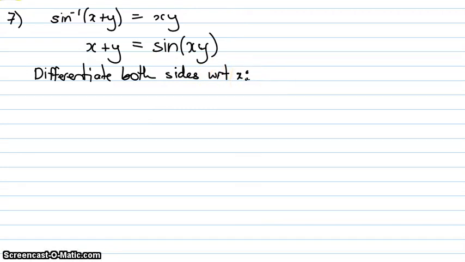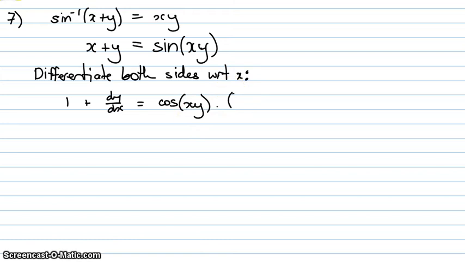And what do we find? Differentiate x, you get 1. Differentiate y, you get the derivative of y with respect to x, dy by dx. Right hand side, outside to inside. Differentiate sine, you get cosine xy.